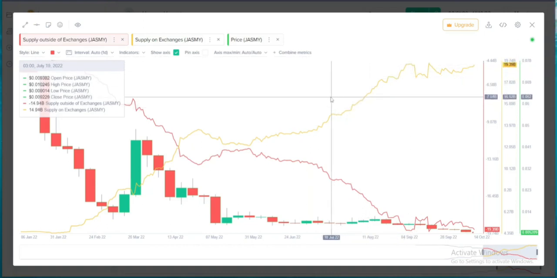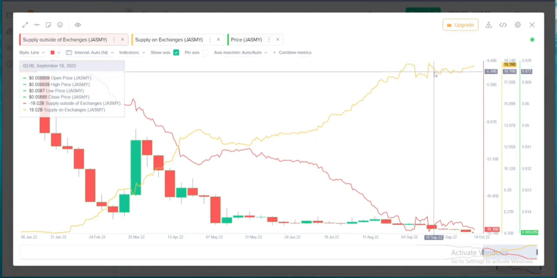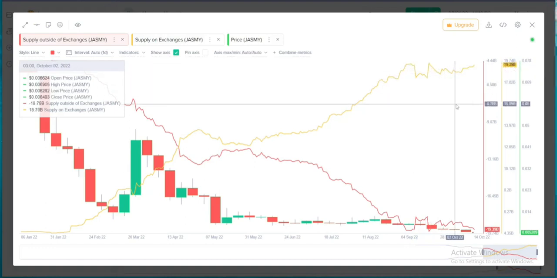But if you want to see something positive right here, you could actually be arguing that, yeah, we have reached a local top right here when it comes to the supply on exchanges, and we will be expecting something to change in the immediate short term right here on the Jasmy price.